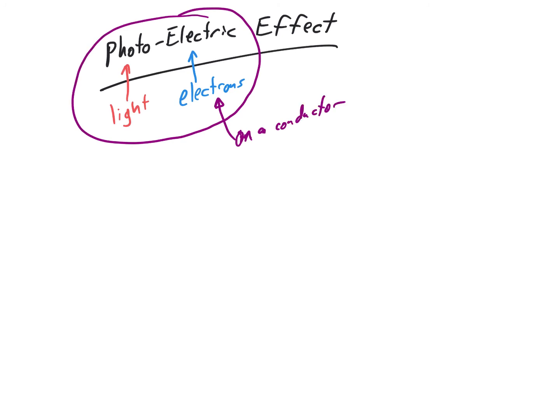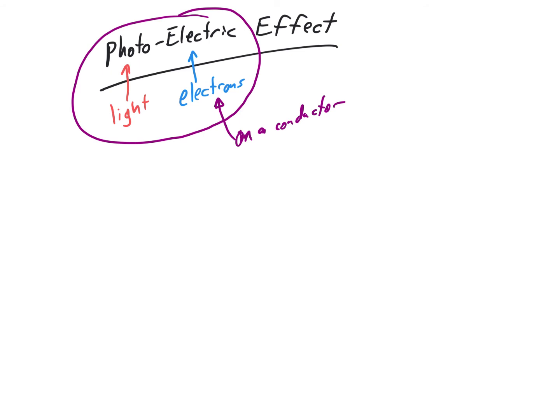Okay. So that should be a flashback to 15 weeks ago when we first started talking about electrons moving around conductors. But this time we're going to be looking at the atomic scale to look at what's going on with these electrons and how light can interact with them while they're still interacting with the conductor.